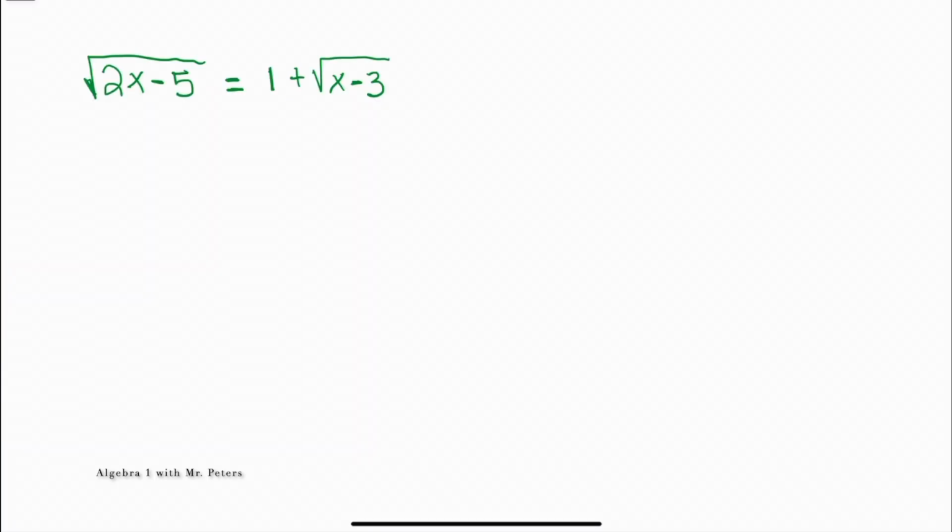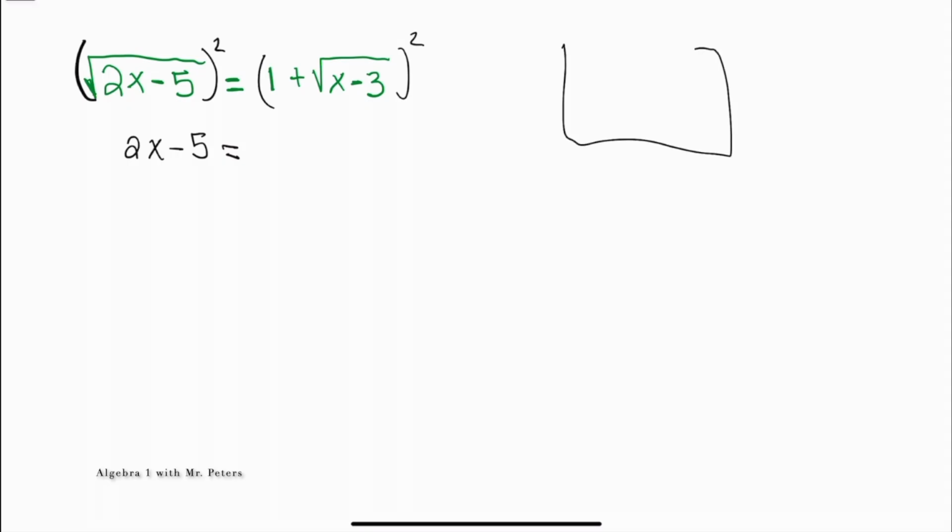In the next example, what you may see is an equation that has two radicals. So we want to make sure that the radicals are on opposite sides of the equation, which they are. So we're going to come in here now and get rid of the radicals by squaring both sides. So on the left side, we're just left with 2x minus 5. But on the right side, we have to be mindful that we are going to FOIL.